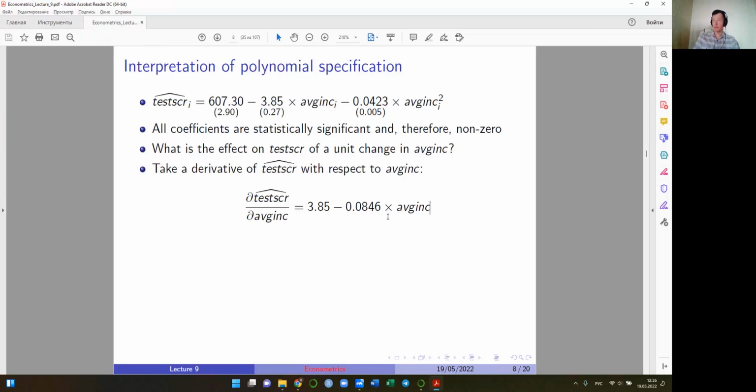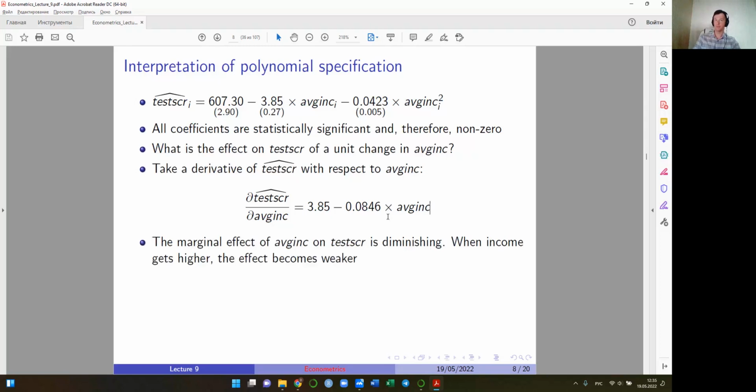That's simple. Now we have a very nice model that allows us to show that incomes are not homogeneous. Districts are not homogeneous. So in this effect, the poorer districts have larger benefits compared to the wealthier districts. Yeah, so the marginal effect is diminishing. When income gets higher, the effect becomes weaker and might become even negative.